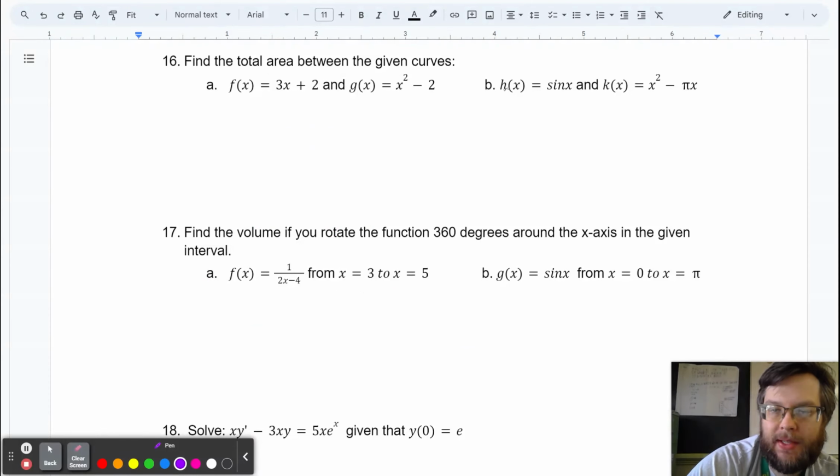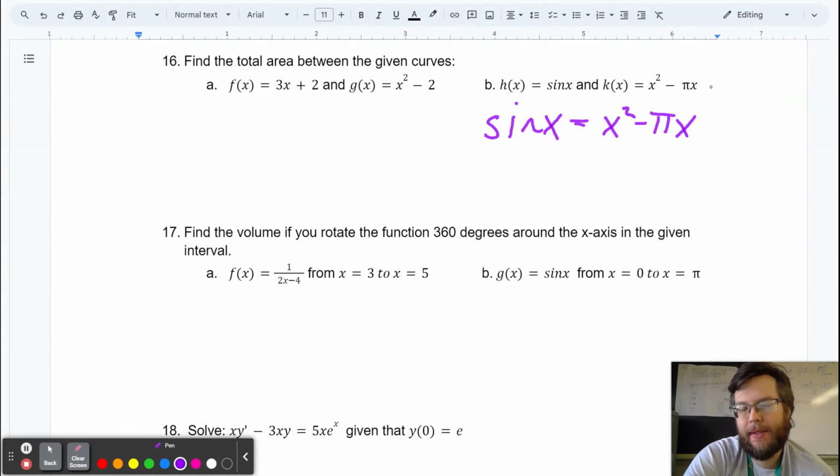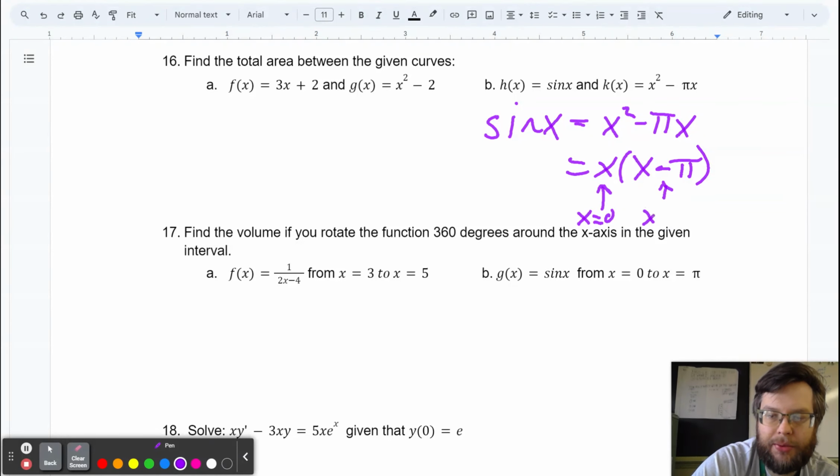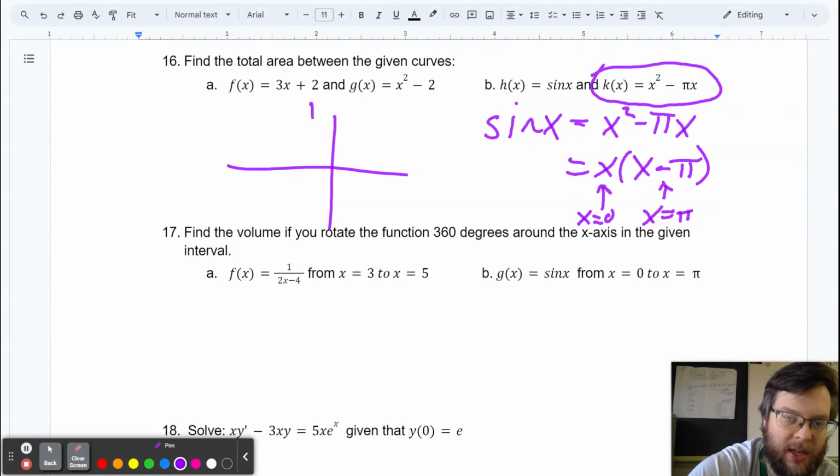All right, next up, we're setting sine of x equal to x squared minus pi x. You're not going to really be able to solve this totally algebraically, but you can write the right-hand side like this. And what this tells me is that if x equals 0 and if x equals pi, then my parabola here, because this is just a parabola, is on the x-axis. So I know that my parabola looks like this.